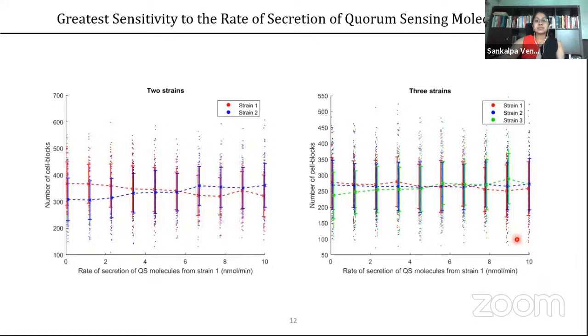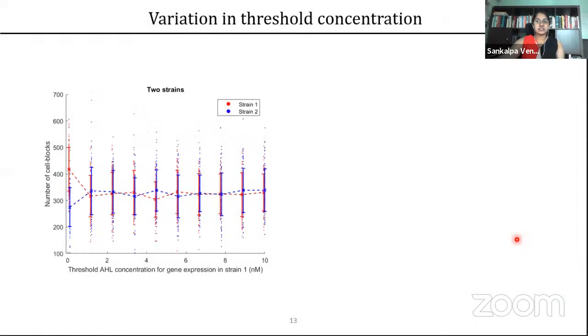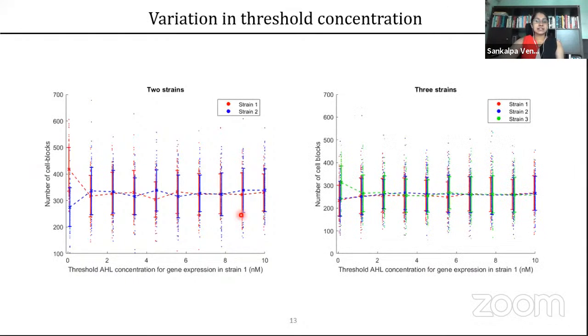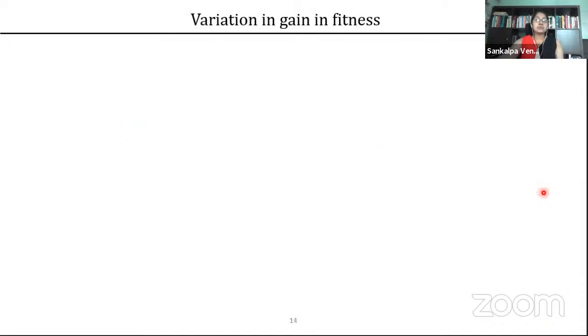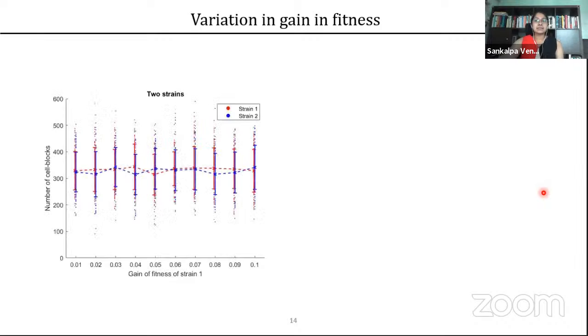We then looked at the variation in threshold concentration, and we saw that early on, when there is a very high threshold needed to affect gene expression for the blue strain compared to the red strain, which is much lower here, the red strain enjoyed an advantage, but the process seemed to equilibrate, and this was observed even in the case of the three-strain model. And so this further supports our conclusion that it is the variation in the rate of secretion that has greatest sensitivity in this model and is probably most useful to vary for experiments.